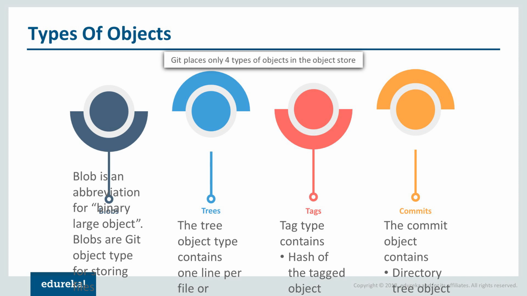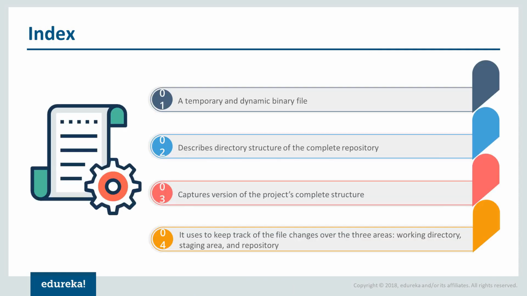Now, to use disk space and network bandwidth efficiently, Git compresses and stores the objects in pack files, which are also placed in the object store. The second type of data structure we have is the index. The index is a temporary and dynamic binary file that describes the directory structure of the entire repository.